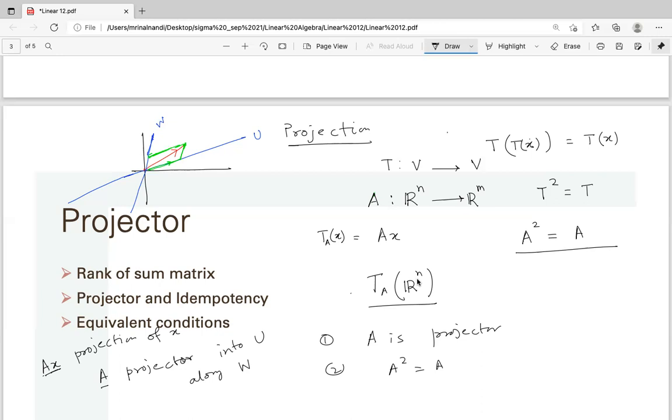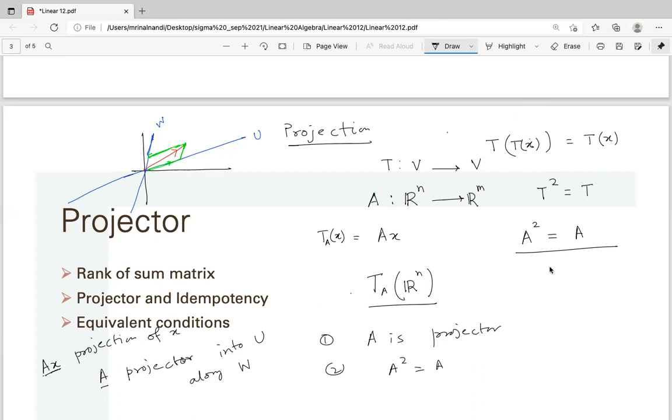Now this projector onto U along W is unique. If we change U and W, then it is changed. But these projections are all unique once we fix both U and W. Obviously, U and W should be complements of each other. They are complementary subspaces. So that means a projector is nothing but an idempotent matrix. A projector is an idempotent matrix.